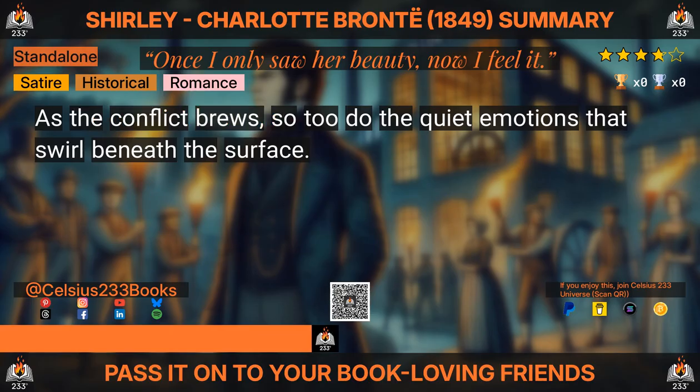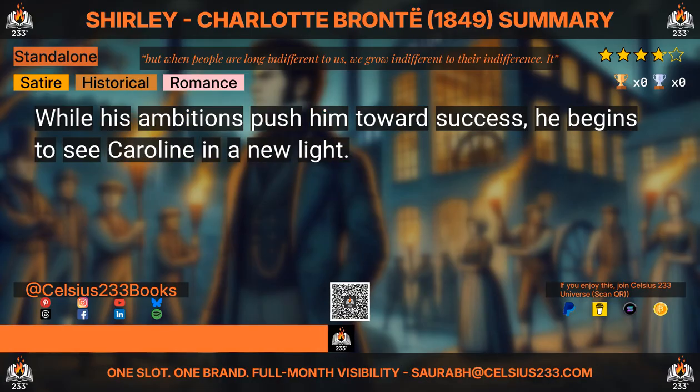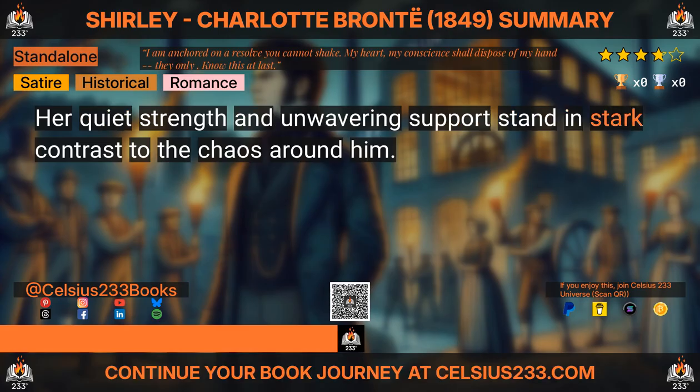As the conflict brews, so too do the quiet emotions that swirl beneath the surface. Robert, though appearing resolute and distant, is not immune to the affections of those around him. While his ambitions push him toward success, he begins to see Caroline in a new light. Her quiet strength and unwavering support stand in stark contrast to the chaos around him.